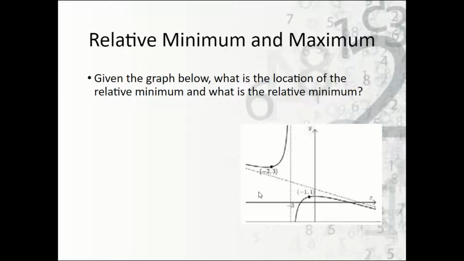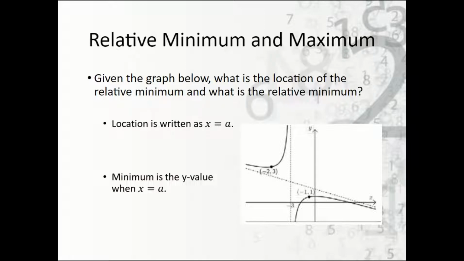Now if we look at this for the minimum now, again, we write the location as x equals a and the minimum as the y value when x equals that coordinate. So here we have a relative minimum right here, and we know that the location, the x coordinate is -2, so x equals -2 is the location, and then my actual minimum will be the y value at that point, which is 3, so I would say y equals 3 is my minimum.